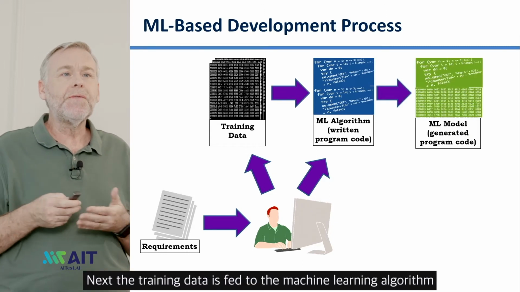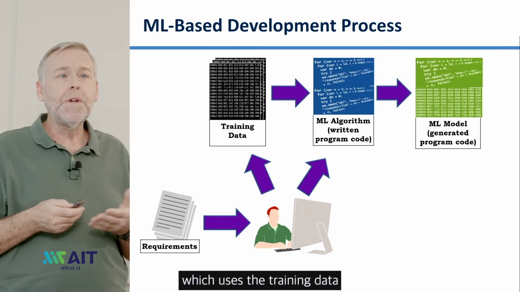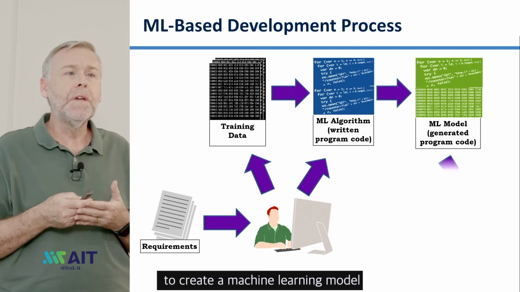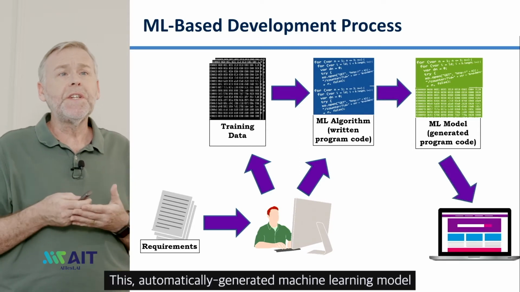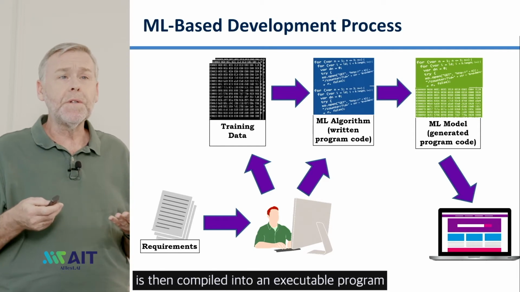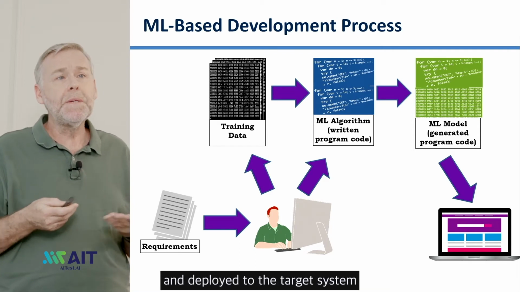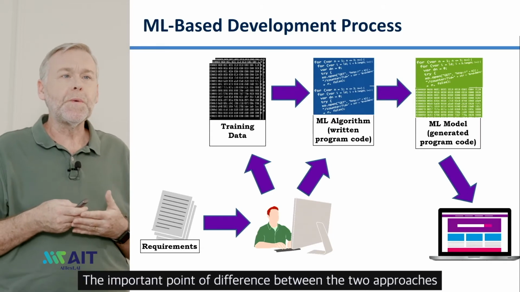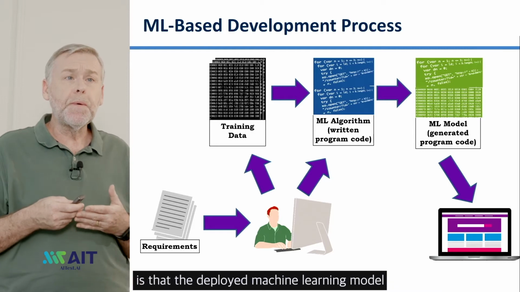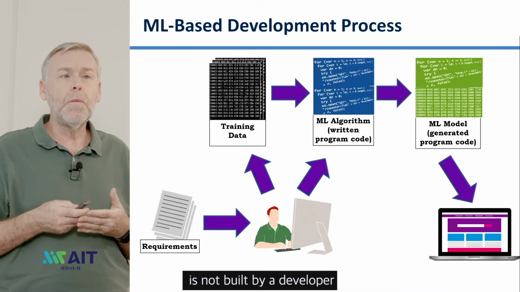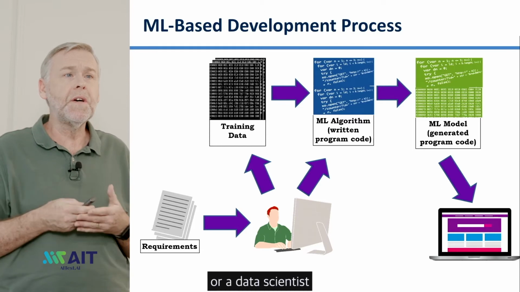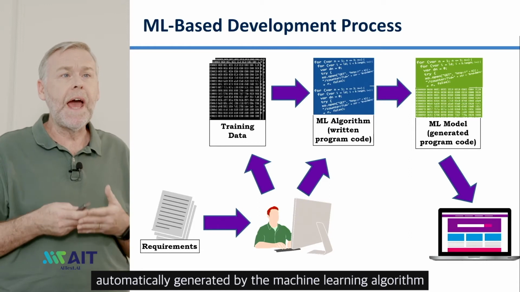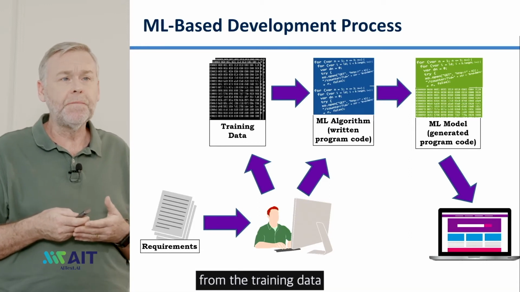Next, the training data is fed to the machine learning algorithm, which uses the training data to create a machine learning model. This automatically generated machine learning model is then compiled into an executable program and deployed to the target system. The important point of difference between the two approaches is that the deployed machine learning model is not built by a developer or a data scientist. It is instead automatically generated by the machine learning algorithm from the training data.